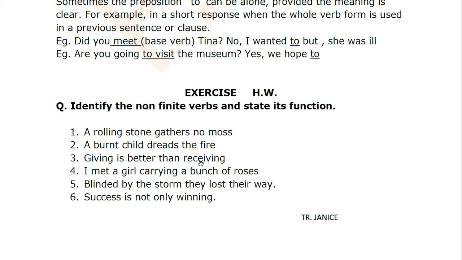Now you go to this. Giving is better than receiving. Both are "ing". But you can see it's not describing anything here. There is no noun over here. In fact, there is some action being told. So it is a subject, and this is your object. So what is it? It is gerund, subject, "giving", and gerund, object, "receiving". Clear? Receiving is gerund, object, and giving is gerund, subject.